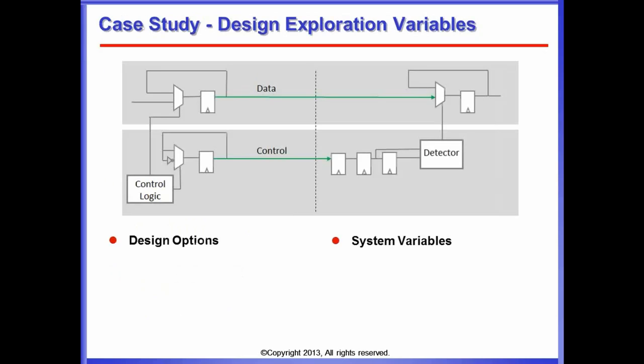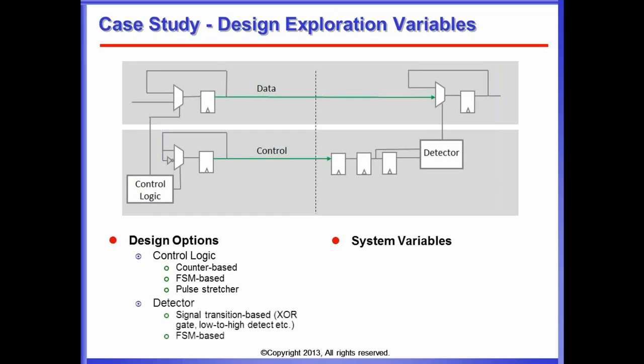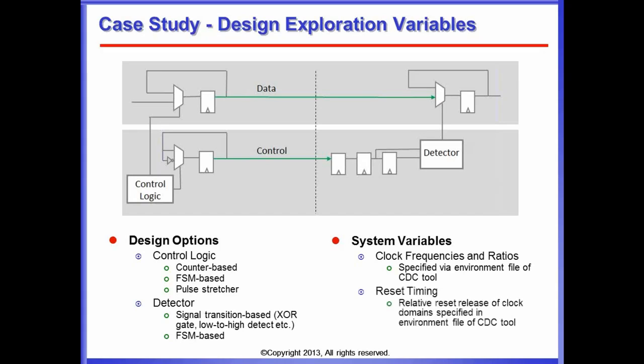Now, looking at the variables or how this is implemented, this is the same picture as before. So you have a control logic and you have a detector controlling the data path in this handshake example. The options for the control logic are counter-based, finite state machine-based, or a pulse stretcher. For the detector, you can have a signal transition detection like the XOR you've seen before, or a finite state machine. And the variables, of course, are the clock frequencies of the transmit and receive domains, how these edges are aligned, the ratios of them, and also, of course, the reset timing.